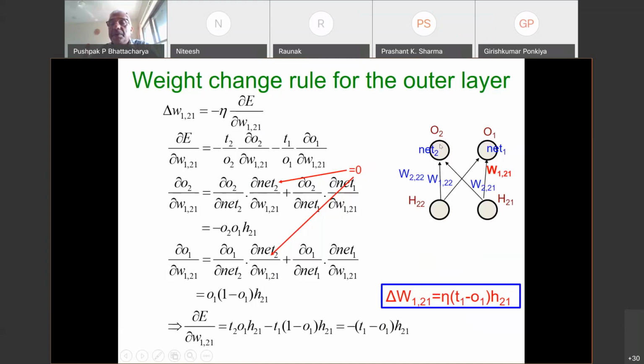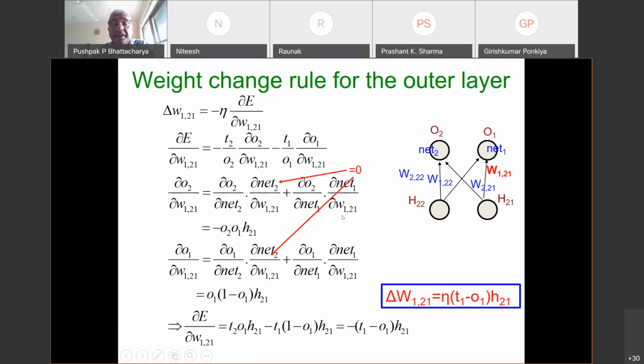Okay, O2 is the output of the second neuron. O1 is the output of the first neuron. So net 1 is the input to the first neuron. So we are taking the derivative with respect to the input of another neuron. So the result is that the derivative is minus the product of the two outputs.